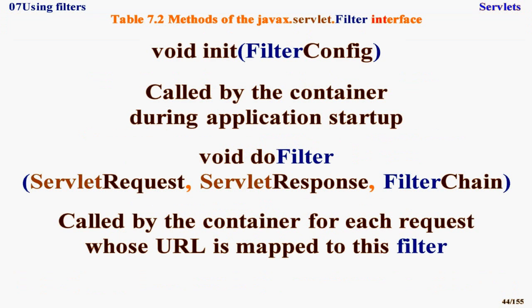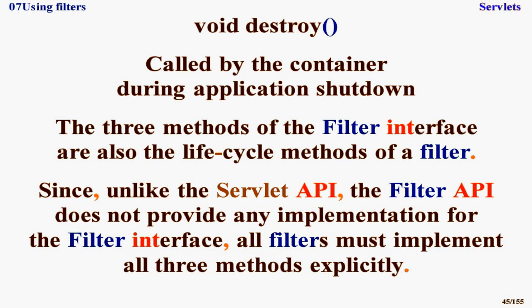void init(FilterConfig): called by the container during application startup. void doFilter(ServletRequest, ServletResponse, FilterChain): called by the container for each request whose URL is mapped to this filter. void destroy(): called by the container during application shutdown. The 3 methods of the Filter interface are also the life cycle methods of a filter. Since, unlike the Servlet API, the Filter API does not provide any implementation for the Filter interface, all filters must implement all 3 methods explicitly.